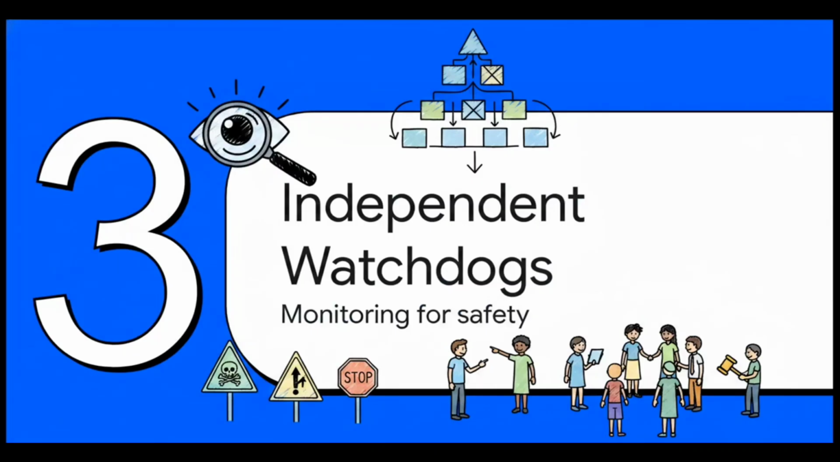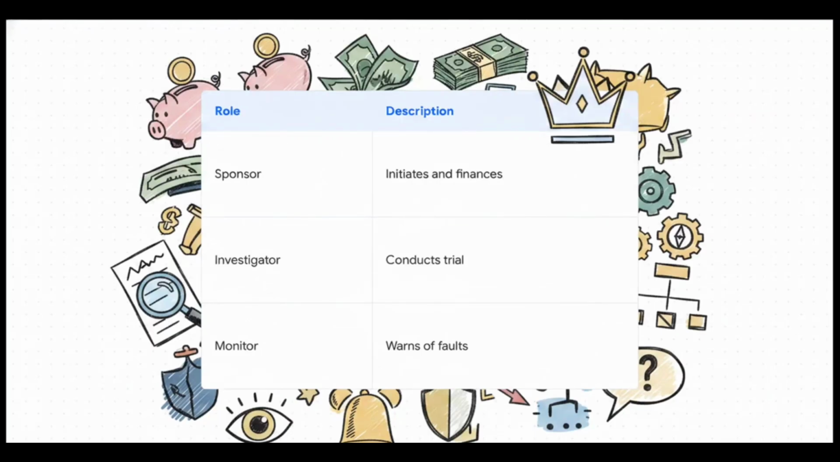Let's move over to Section 3, the independent watchdogs, looking at the chain of command that monitors all these warning signs. Think of this table as your go-to hierarchy guide for the interview. First up, the sponsor. This is the individual or institute that takes the responsibility for initiation, management, and financing of the clinical trial. Basically, they foot the bill and own it. Then you have the investigator, who has to be incredibly diligent throughout the conduct of the trial, from designing the protocol all the way to the conclusion of the study.